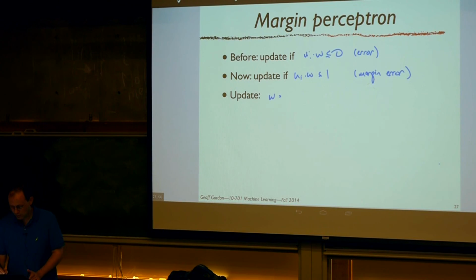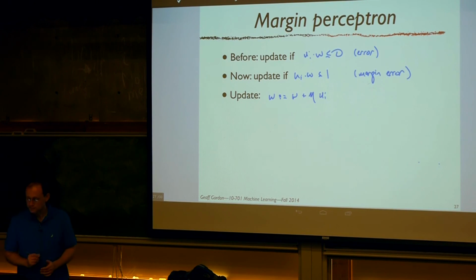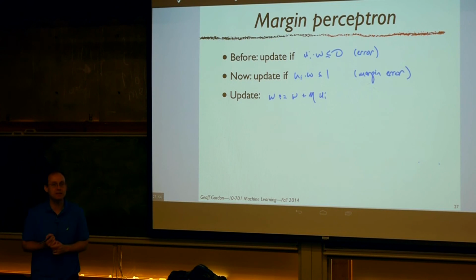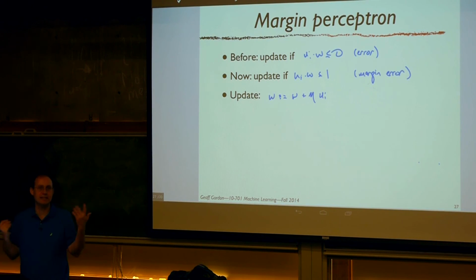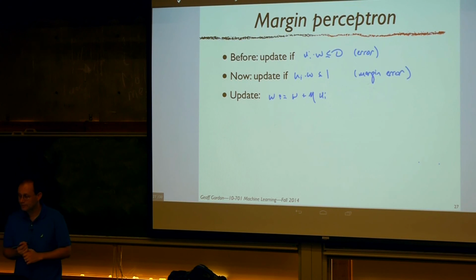w := w + u_i, I guess we'll say colon equal for assignment, for those of you who like Pascal. Except that before, with the perceptron, if you scaled the weight vector, it didn't change the decision surface. Now the actual size is going to make a difference, and so we're going to add a learning rate eta. It's the same update as the perceptron, except that now it makes sense to have a learning rate that scales the update.